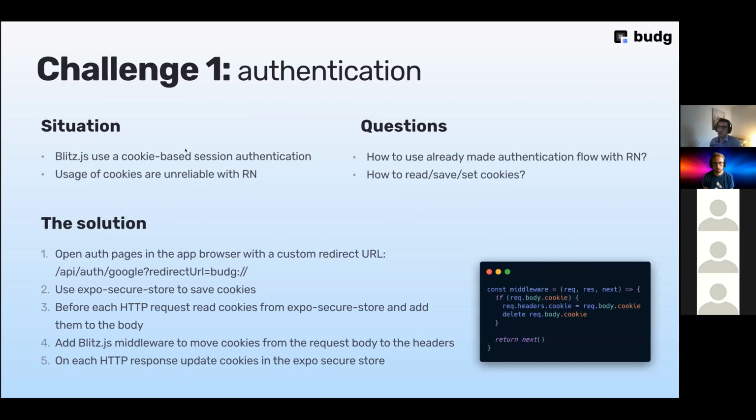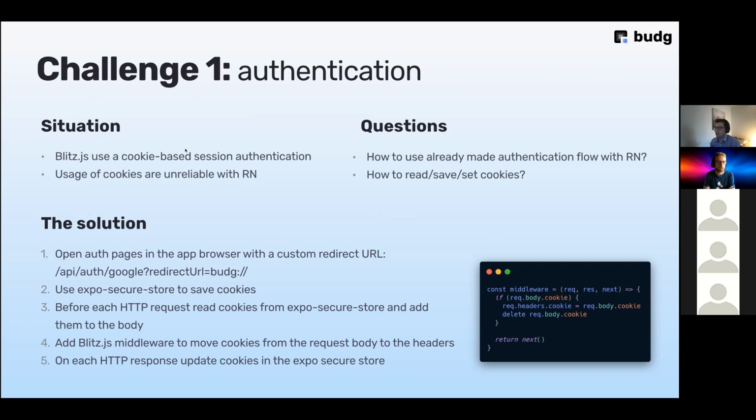So now I will go a bit deeper into some challenges I had using Blitz with React Native. And the first one, which I guess is the biggest one, is authentication. You probably know that Blitz.js is using a cookie-based authentication system, and also the fact that the usage of cookies on React Native, but generally on mobile, is a bit unreliable. We are not on a browser, so the question was, how to use the authentication flow that I already made, but with React Native, and how to deal with the cookies that were sent back by Blitz in React Native as well.